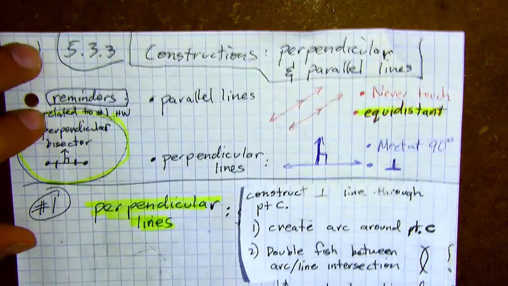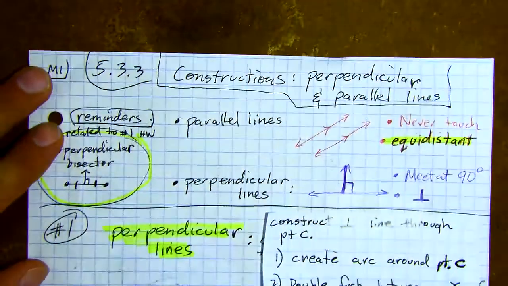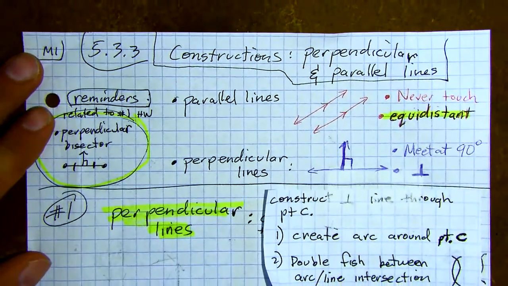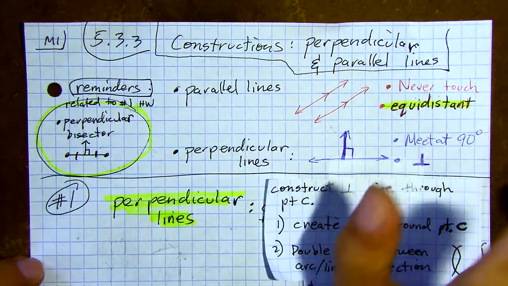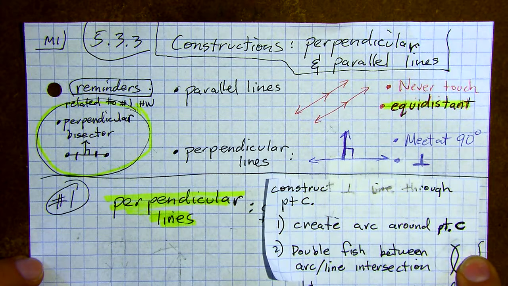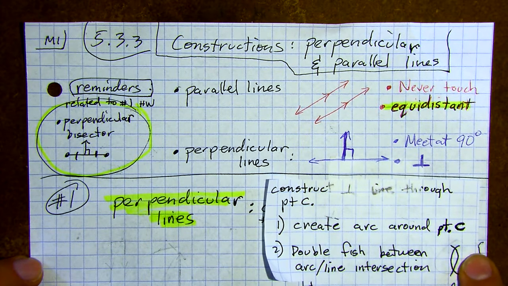So today, what we're talking about, we're continuing in constructions, and we're dealing with perpendicular and parallel lines. Now, we use some of the same elements. You can see here that we're going to use a double fish. We're going to use the double fish, okay?